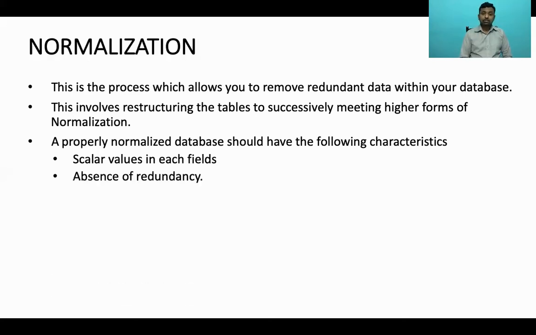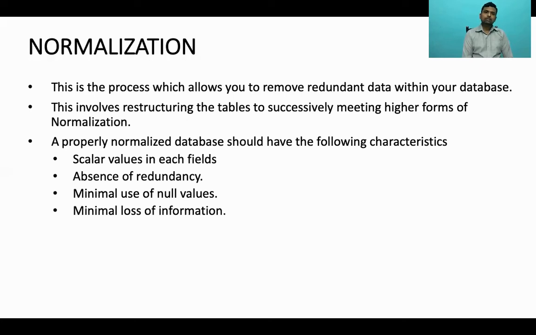Next, absence of redundancy. If I feel my data is getting repeated again and again, it helps me in avoiding the redundancy. So when I say my table is normalized, there should be scalar values, only one value in each field, and absence of redundancy. Next is minimal use of null values. I cannot keep on putting null everywhere, so I should have valid values everywhere. There should be very minimal null values. In some places we may have to fill null, but not in all places.